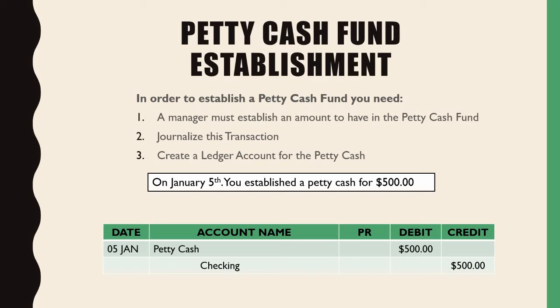All right, now we also have to journalize this transaction, and then lastly, create a ledger account for this account. So in this case, on January 5th, you establish a petty cash fund for $500. Pretty straightforward, right? We've opened up a new account, right? In order to even start the petty cash fund, you need to have money in there. So in this case, I could have gotten money from your bank account, and I'm going to place it into my petty cash fund, just like that.